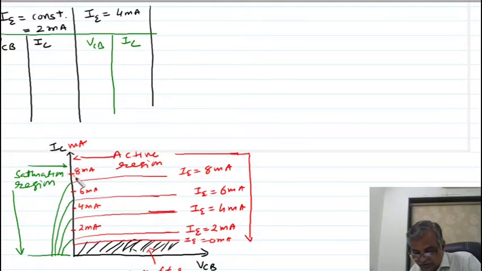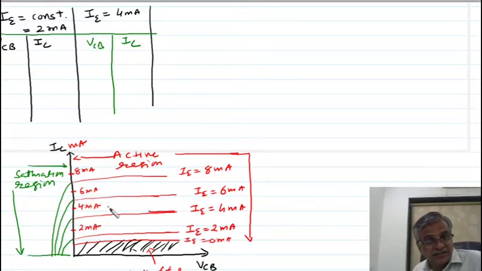The reason I am showing it like this: this is your output current, and this is your input current. So the output current is always less than the input current. Because see, this is 8 milliampere. This graph shows the output current, and this also shows the output current. It is below 8 milliampere. So this graph is below 6 milliampere. If your input current is 6 milliampere, the output current is below 6 milliampere.